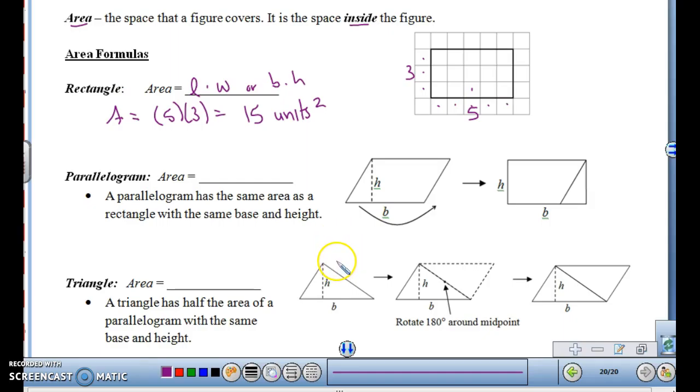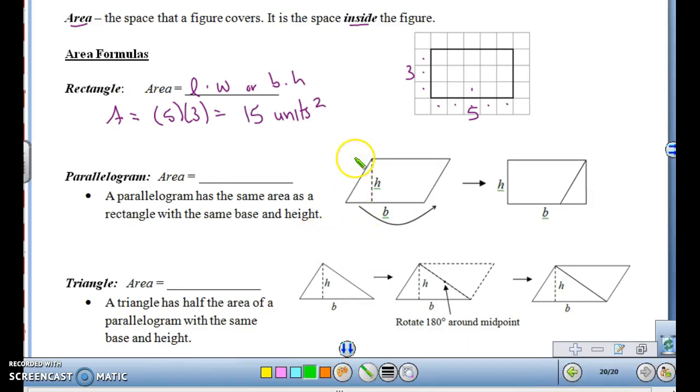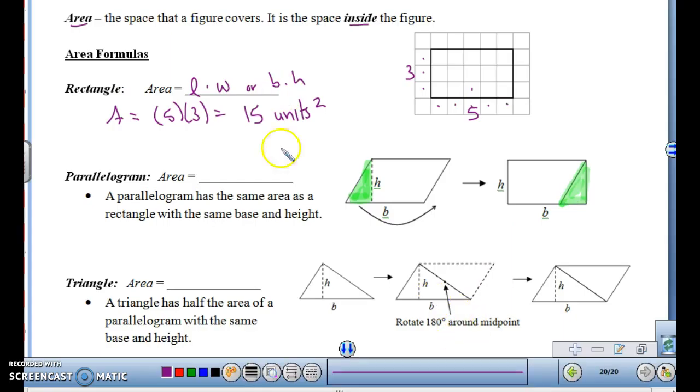Now, all of our other area formulas are based on this formula, base times height. If I look at a parallelogram and take this triangle on the end where the height is and put it over here, what have I created? I've created a rectangle. And what's the area of a rectangle? It is base times height. So a parallelogram's area is base times height, which is the same as length times width.